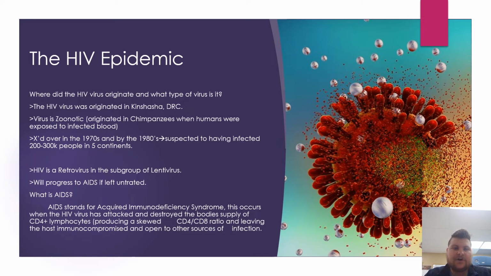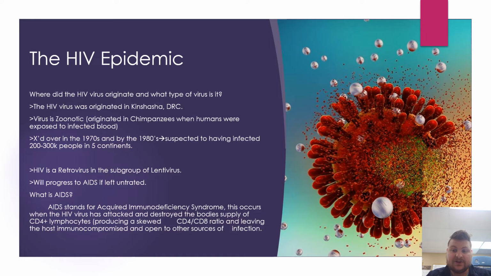So I think when we're talking about HIV, we have to talk about the HIV epidemic. Where did the HIV virus originate, and what type of virus is it? The HIV virus originated in Kinshasa, the Democratic Republic of the Congo, Africa. What's important to know about this virus is that it is zoonotic and that it originated in chimpanzees, where humans were exposed to infected blood.